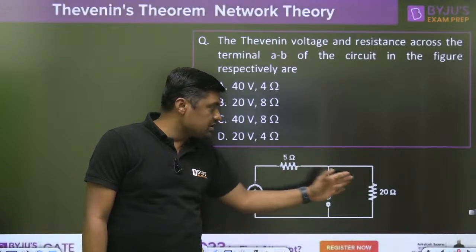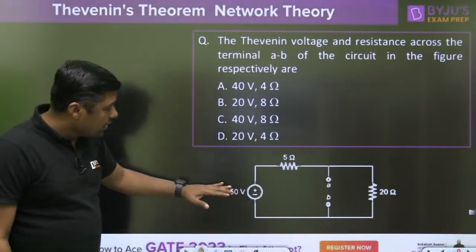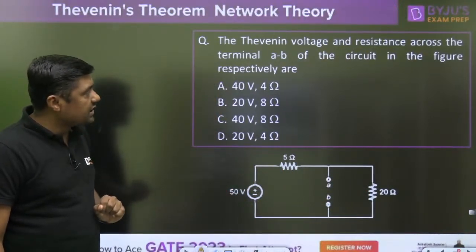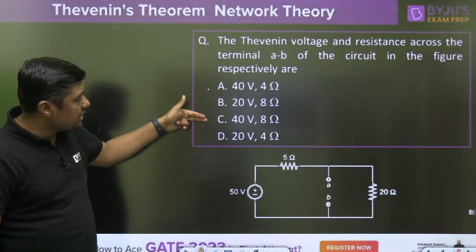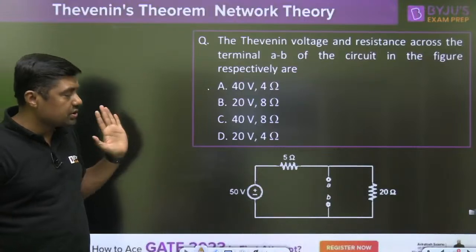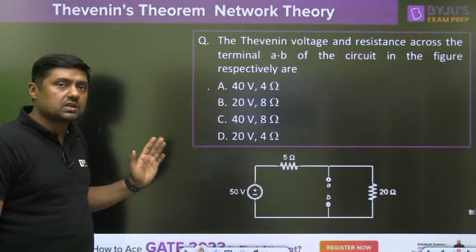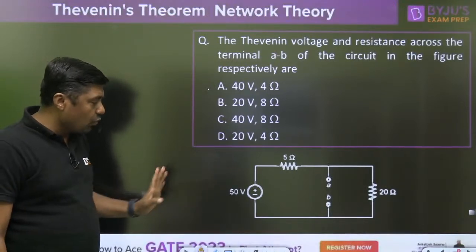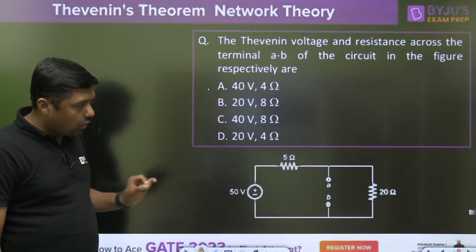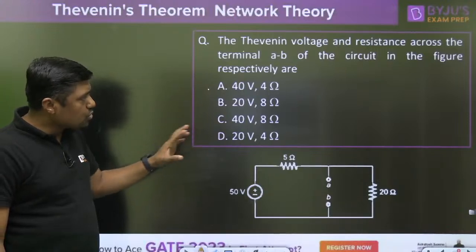This is the 5 ohm resistor, that is the 20 ohm resistor. A 50 volt battery is connected here. You have the 4 options A, B, C and D. Everyone try to solve this question. I will give you the answer. What is the answer for this particular question? This is the 5 ohm, 20 ohm, 50 volt circuit. Now, how to solve this question?